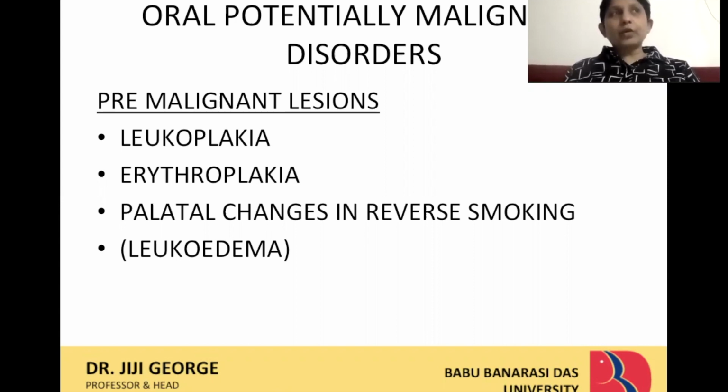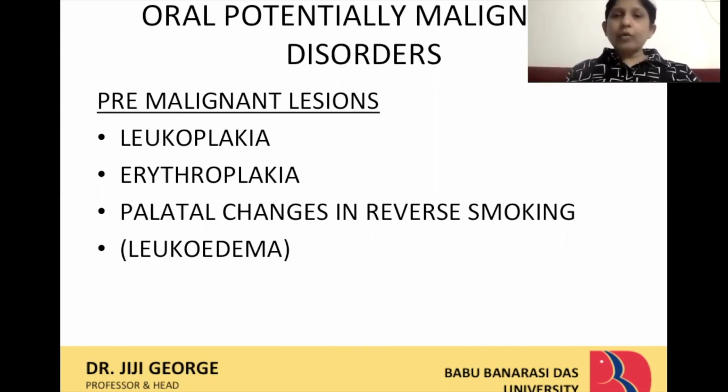Though there is a historic importance of these two words, pre-malignant lesions and conditions, because they are often used these days as well in literature. So the pre-malignant lesions, we'll be dealing with them separately. I've already dealt with leukoplakia. I mean, these lesions are localized problems. I've already dealt with leukoplakia in the last class.